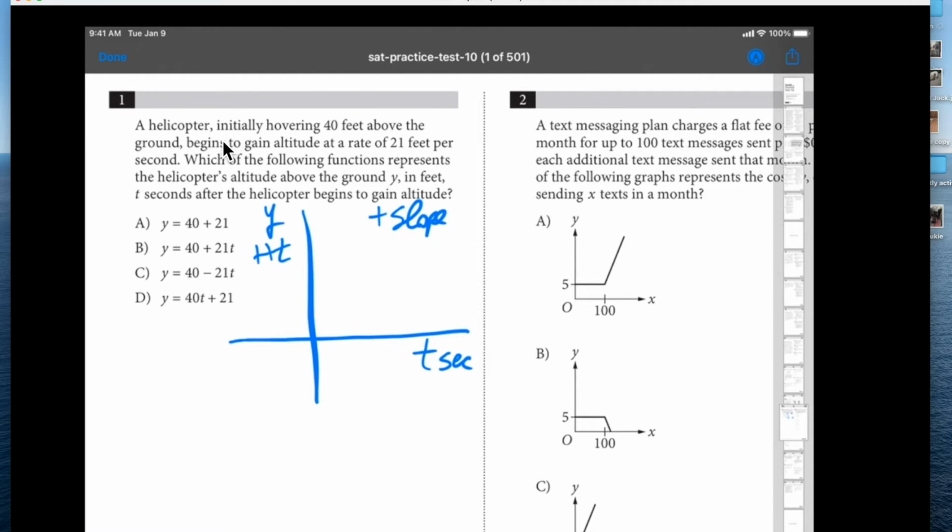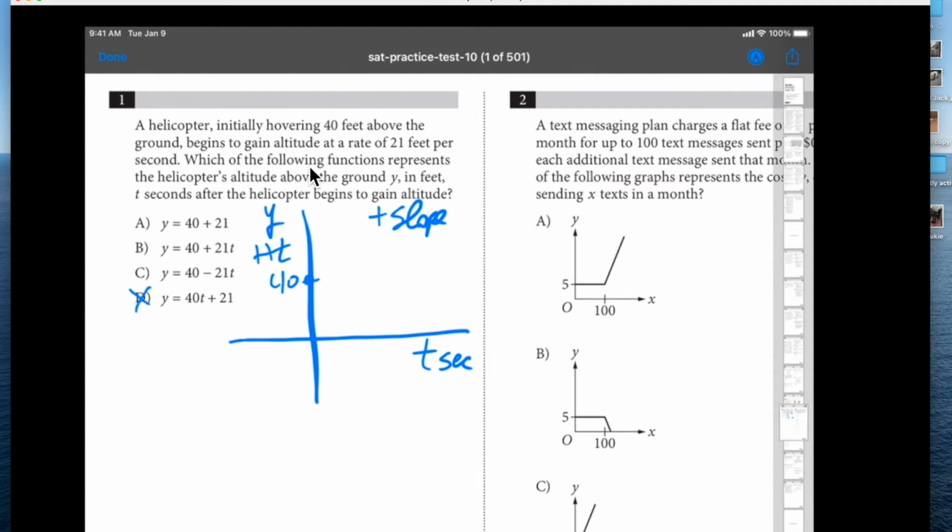You see this phrase, initially hovering at 40 feet? Initially means t equals 0. So at t equals 0, we are going to be at the level of 40 feet. That tells us that that is our y-intercept. So immediately, I am only going to choose one of these that has 40 as the y-intercept. D does not, so let's cross that out.